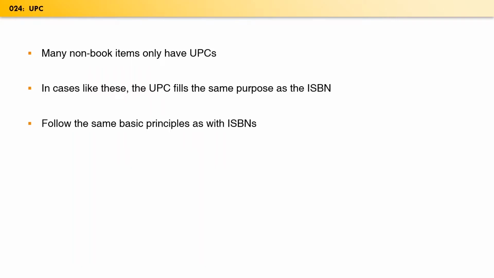024 UPC, that's an acronym for Universal Product Code. It's a standard number, conceptually very similar to ISBNs in a lot of ways. UPC has 12 digits rather than 10 or 13 like ISBN. And if a non-book item doesn't have an ISBN, normally it will have a UPC. So if your item does have a UPC, make sure that you include it, and follow the same basic principles as with ISBN.